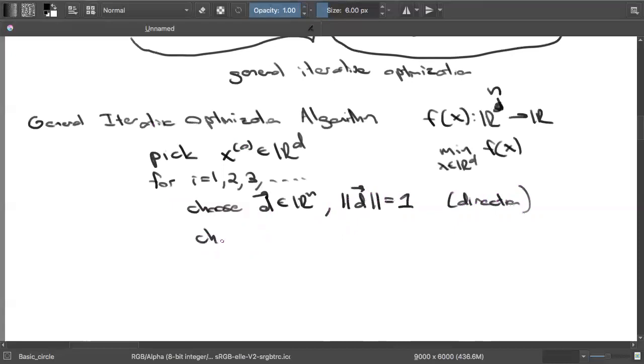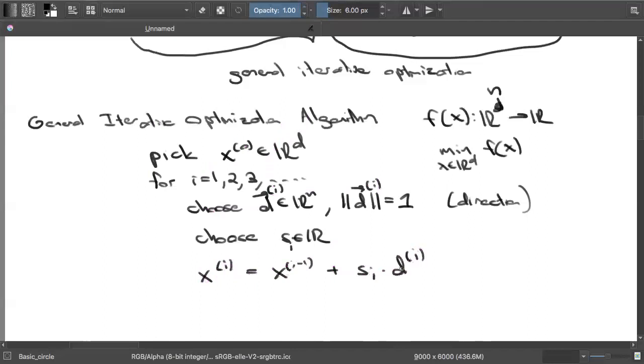And then I'm going to choose a step size. And that's just going to be a number. How far do you walk in that direction? Okay? And then the idea is, for wherever you are, you're going to move in the direction d for a length s. So in terms of an iteration, I'm going to call this d_i. This is my ith choice. And I'm going to call this s_i. And what you'll get is that x_i will be x_(i-1) plus s_i times d_i.